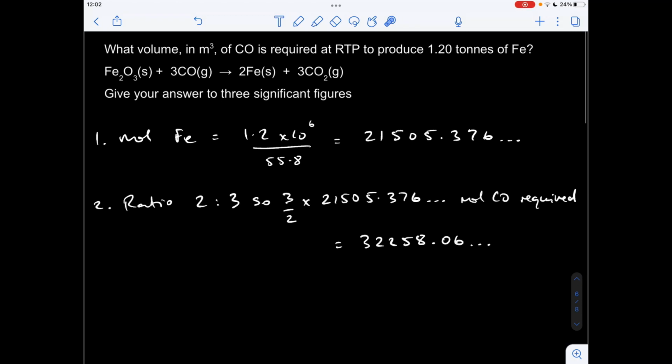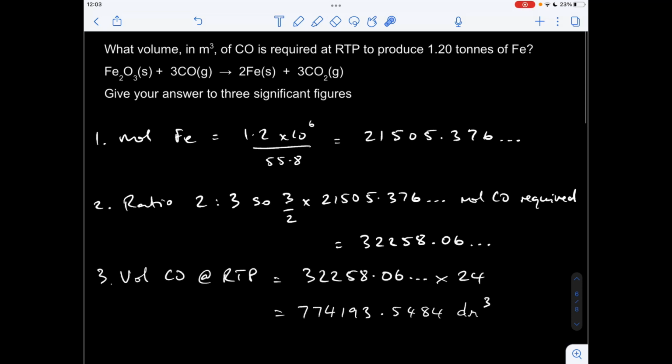And now the ratio step. So it's slightly awkward, this one, because I've got a 2 to 3 ratio. So the moles of CO needed is going to be 3 over 2 times the moles of iron. So that comes out at that many moles of CO. So the volume of carbon monoxide at RTP is going to be the moles times 24. So that many decimeters cubed, but the answer is required in meters cubed. So to convert decimeters cubed to meters cubed, we need to divide by 1,000. So the 3 significant figures, that's 774 meters cubed.